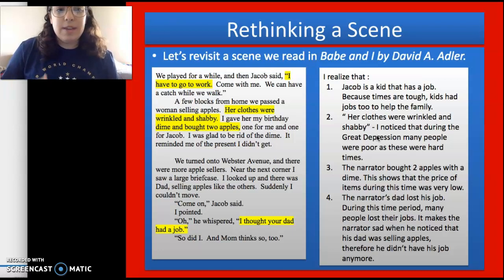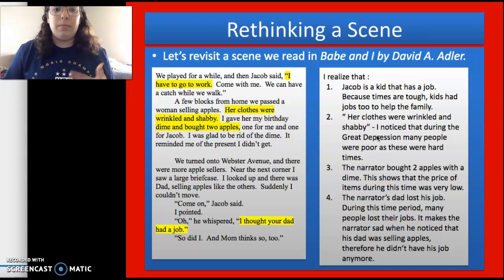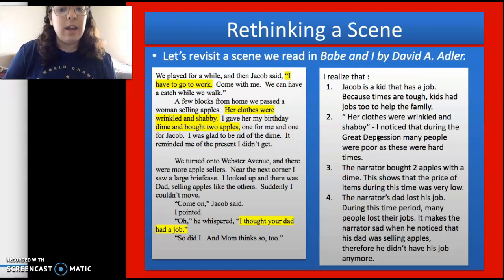This is from the first section of The Babe and I. Let's revisit this scene where we're really thinking about that historical aspect and thinking about who our character is, who our narrator is, and why he's saying these things. There are a couple main points in here that are highlighted.